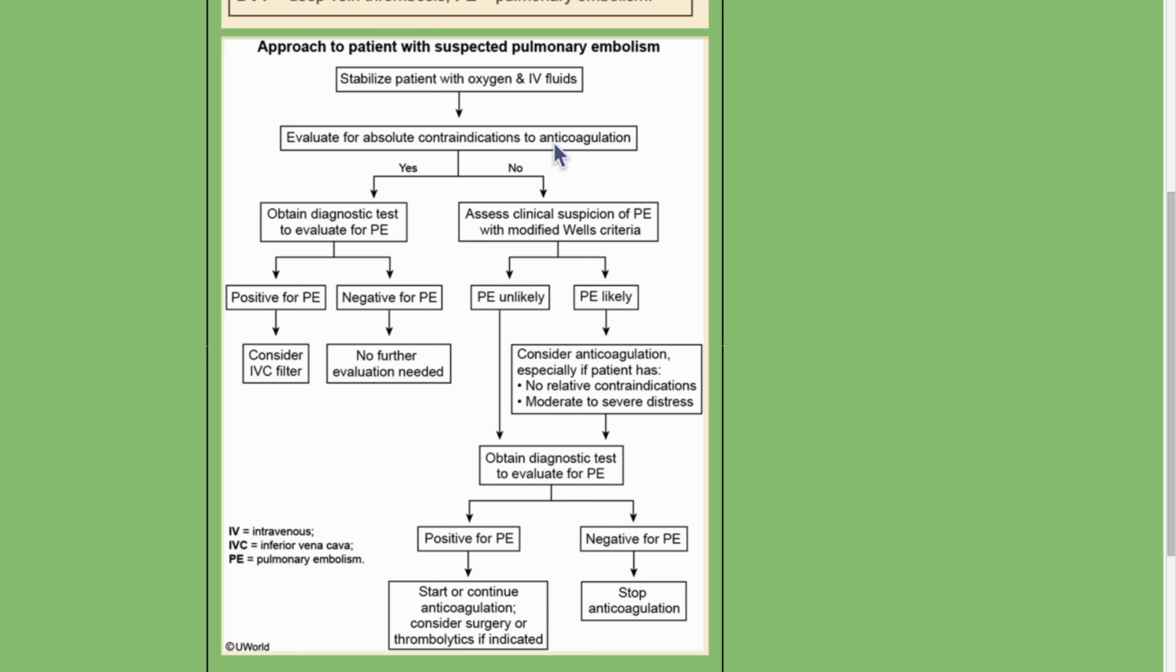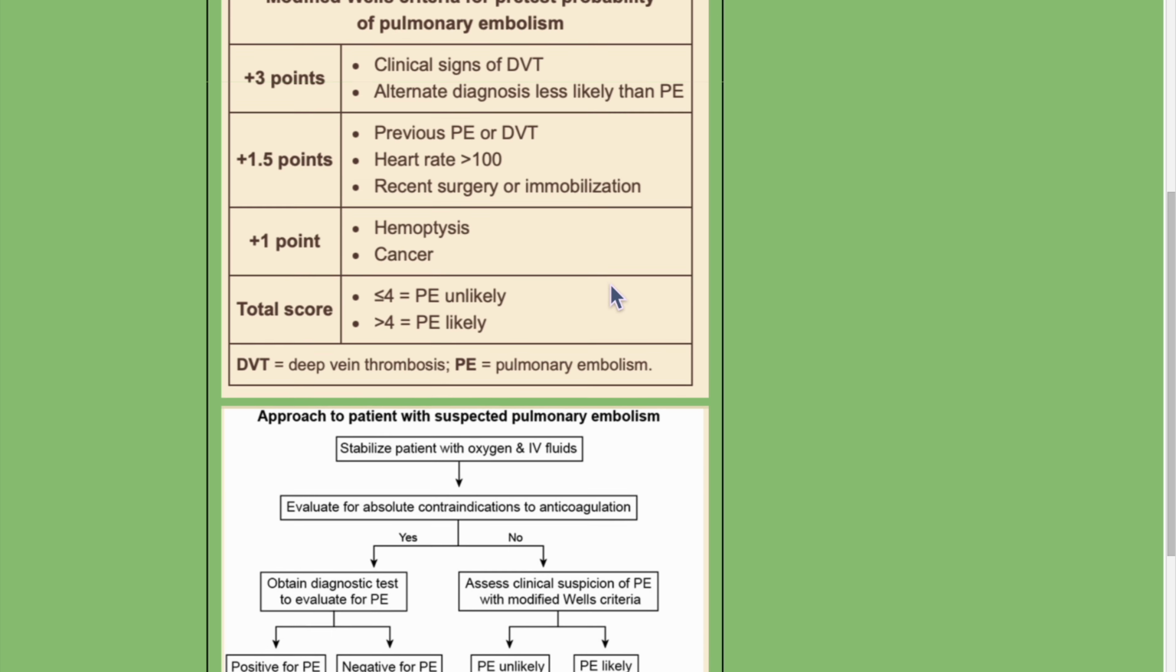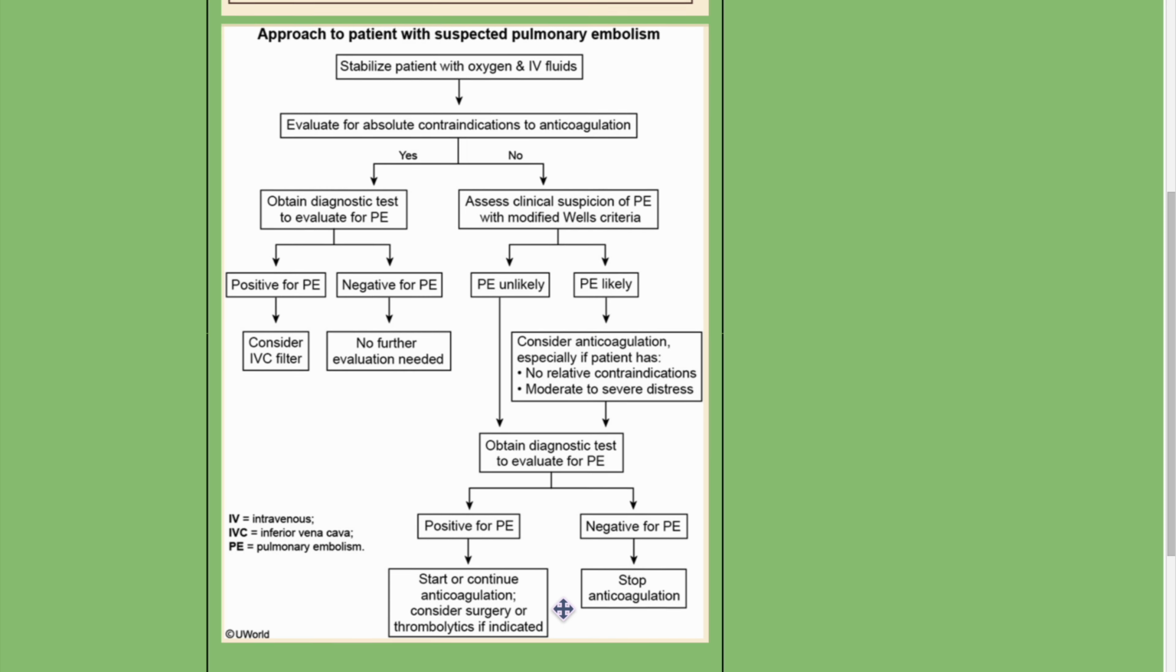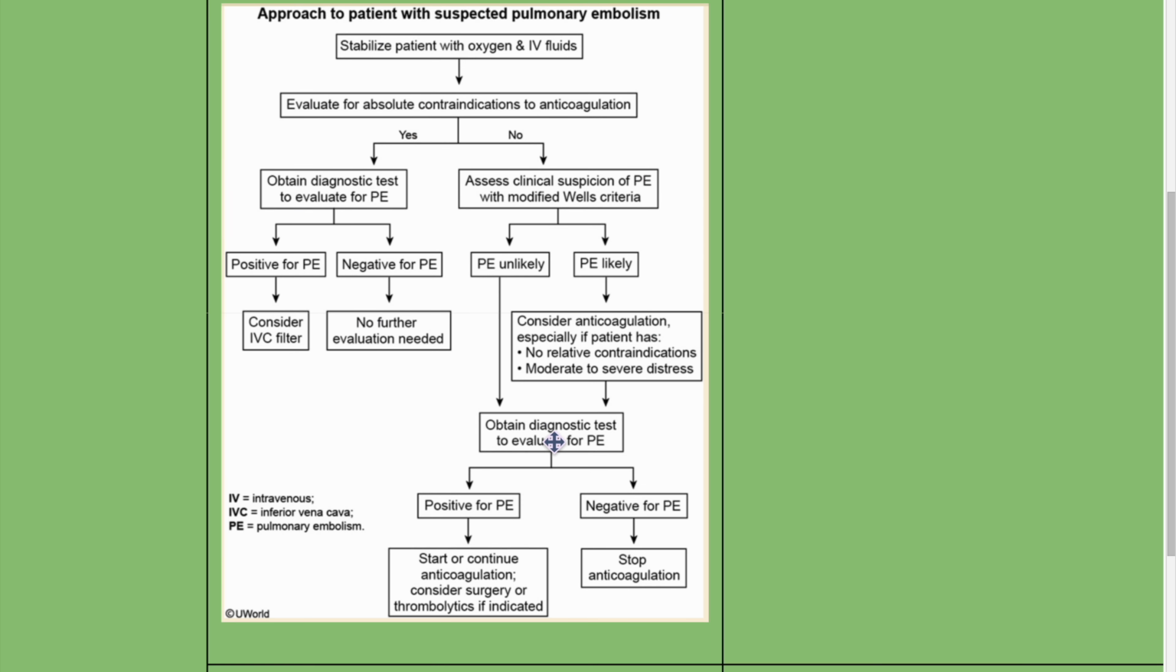If there are no contraindications to anticoagulants, then you first assess clinical suspicion of PE with modified Wells criteria. If it is likely, then consider anticoagulation, especially if patient has no relative contraindications or moderate to severe distress, and then obtain diagnostic test to evaluate for PE. If PE is unlikely, again, obtain diagnostic test to evaluate for PE.